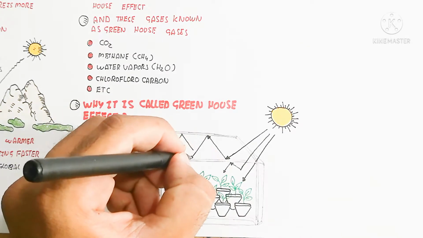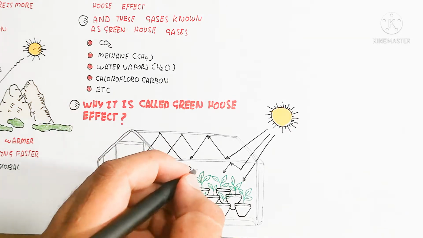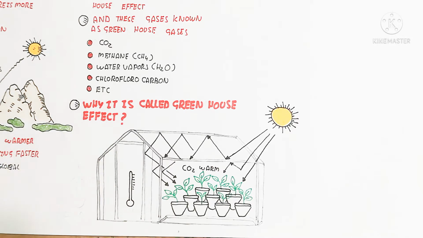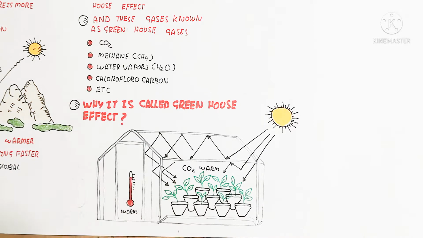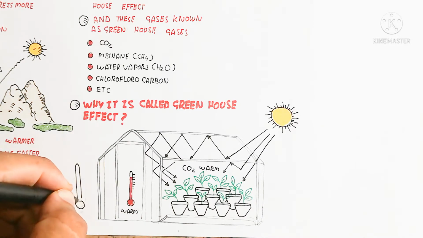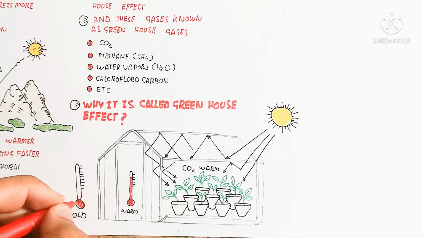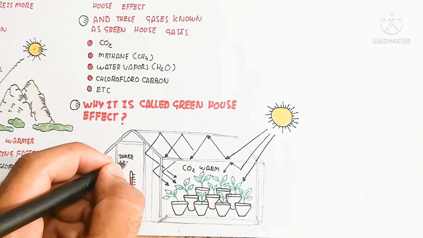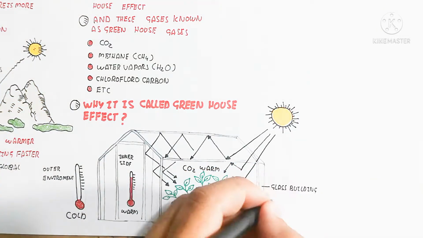The plant produces carbon dioxide during photosynthesis, and other gases are also produced, which trap the radiation energy. This radiation energy remains inside due to the excess carbon dioxide. So the inner side is warm, while the outside environment is colder. We use this strategy to grow seeds and some plants that favor warm temperatures.